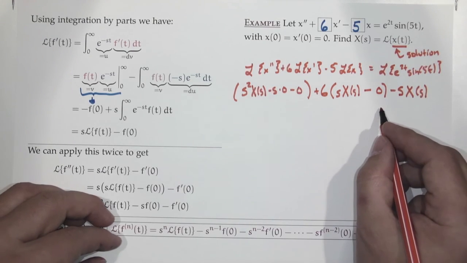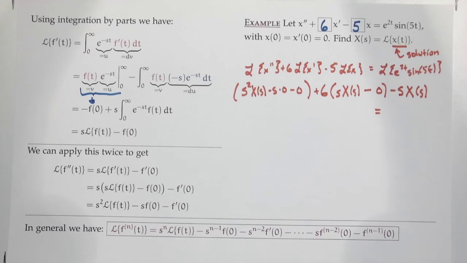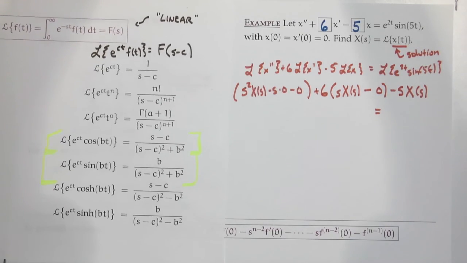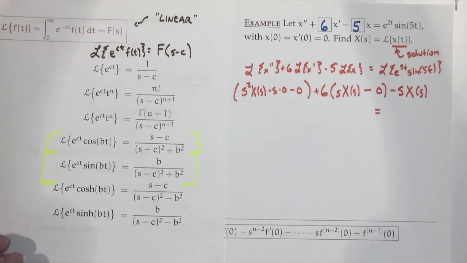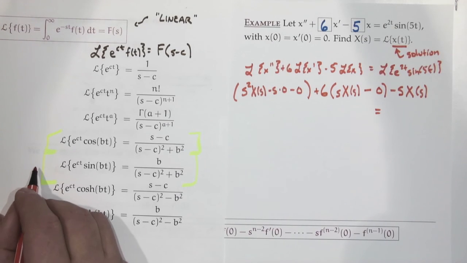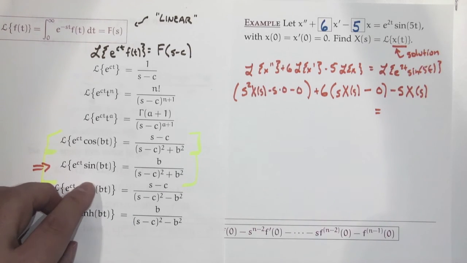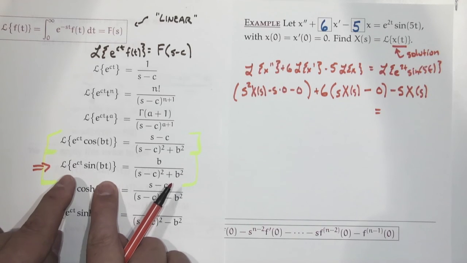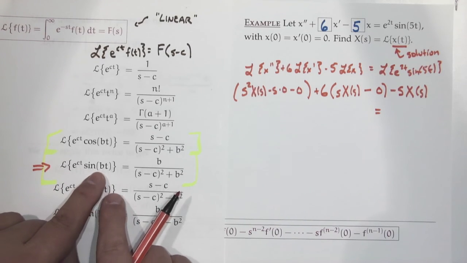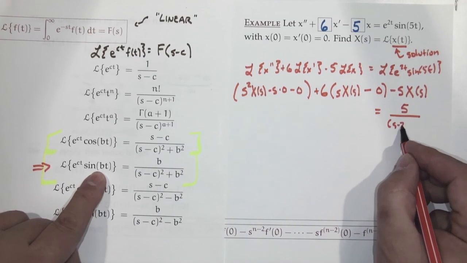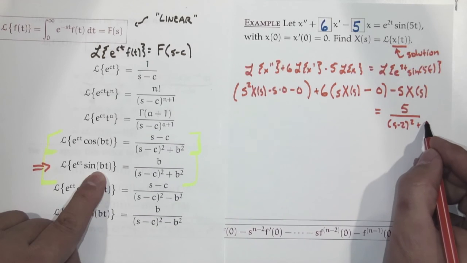On the right-hand side, this equals e to the 2t sine 5t. Well, what do we do to do that? We look at the sheet. Exactly. We are going to learn to use our tables. And e to the 2t sine 5t is given to us, we just copy it. So in this case, we have c equals 2, b equals 5. So that would be 5 over s minus 2 squared plus 5 squared.